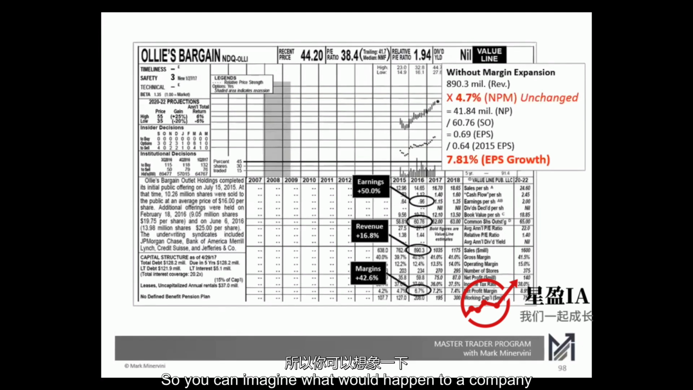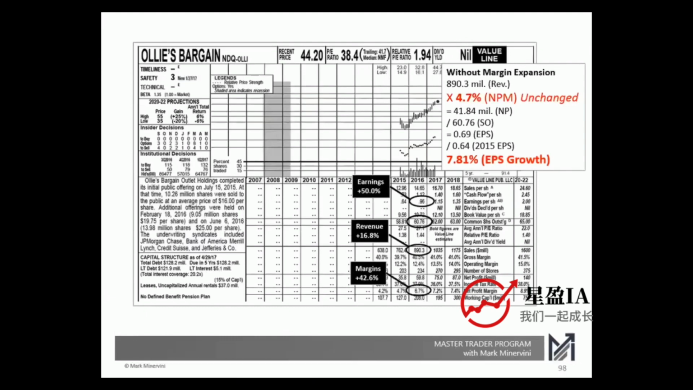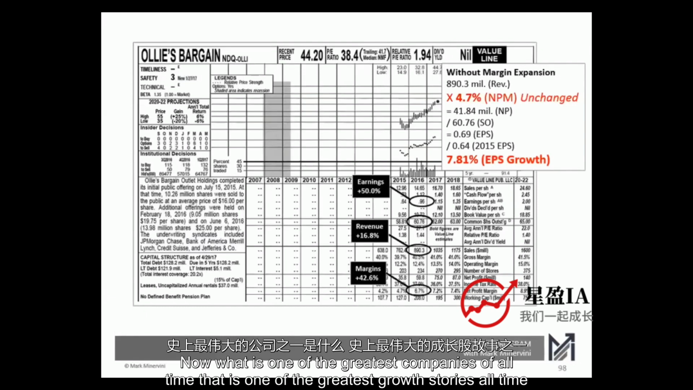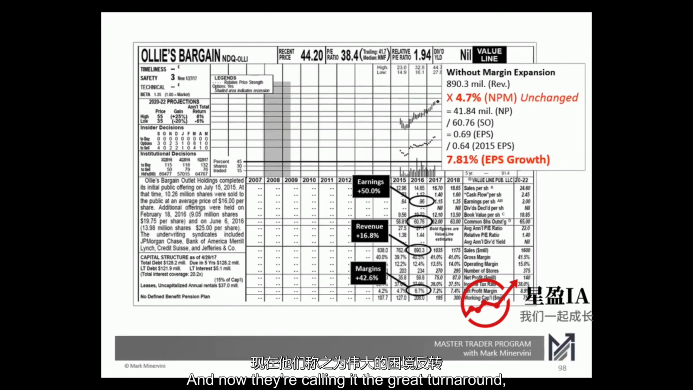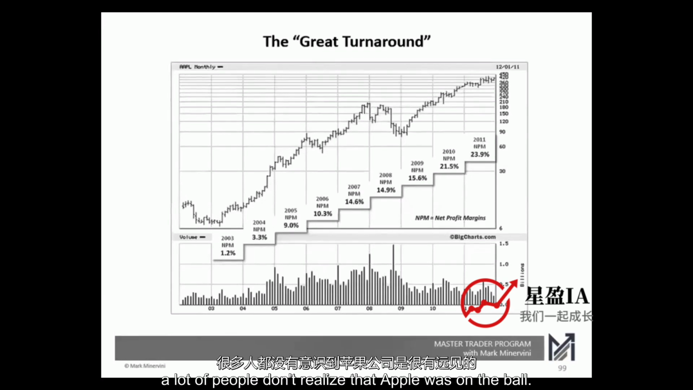So you can imagine what would happen to a company that's growing their revenue and growing their margins like Monster Beverage. Now, what is one of the greatest companies of all time, one of the greatest growth stories of all time? And now they're calling it the Great Turnaround. You know what that name is? Apple Computer. Why? Because Apple Computer was almost out of business. A lot of people don't realize that Apple was almost completely under.